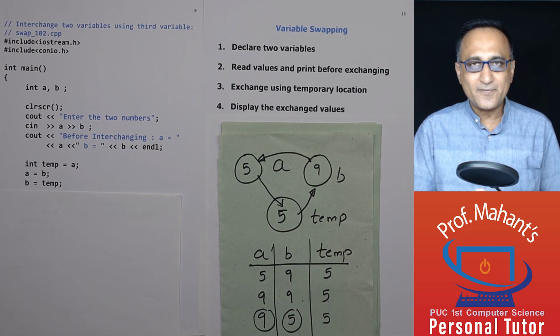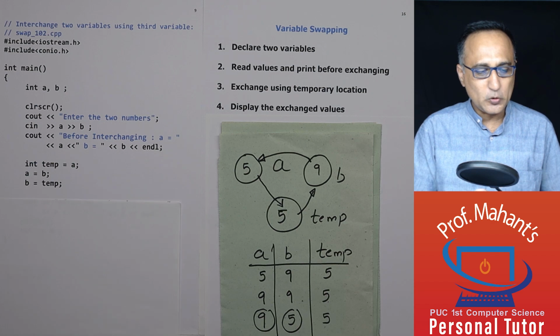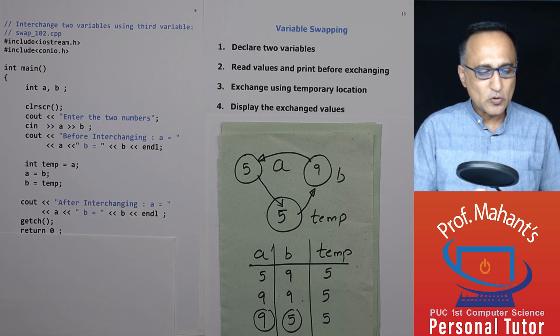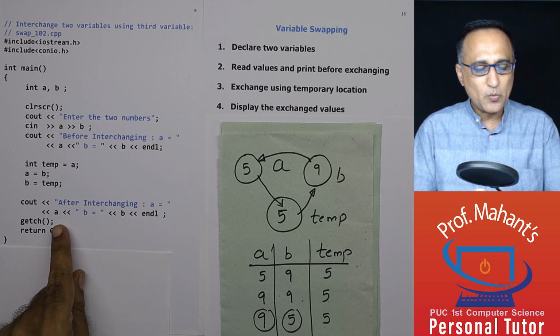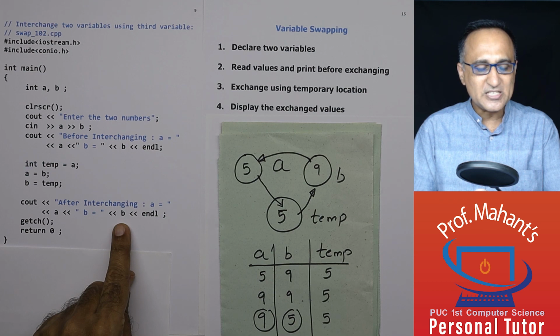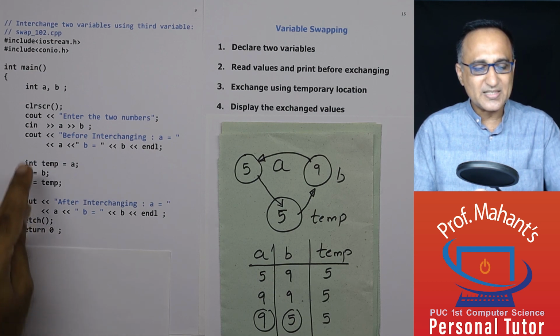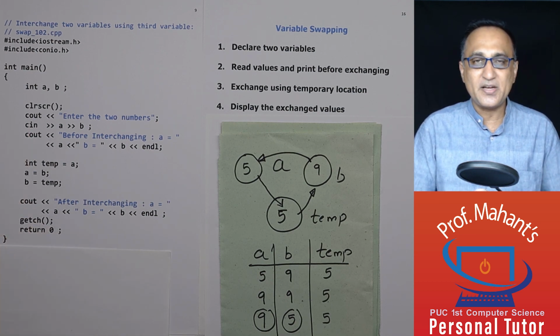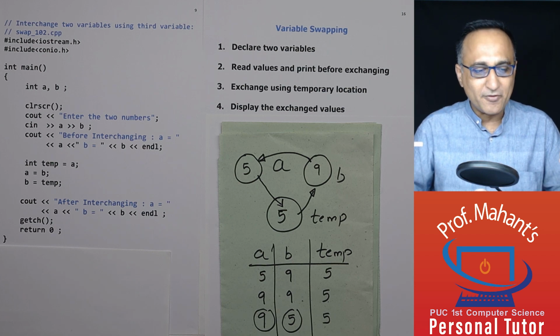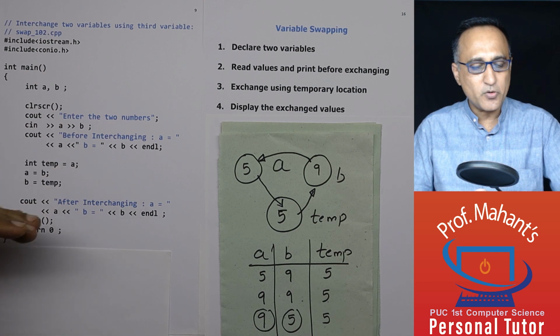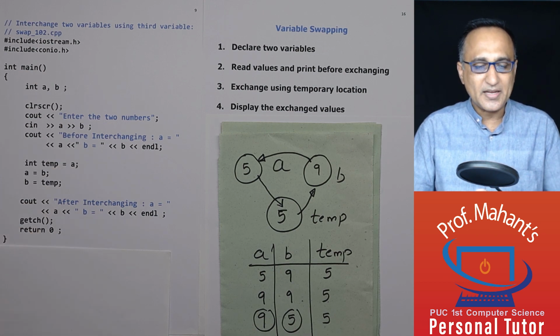But in order to confirm that our results are correct, we need to print the values. So after exchanging, when we go ahead and print, you are going to see the value of A print as 9. The value of B is going to print as 5. All these things like clear screen and getch have been explained, so we will not be repeating them in every video. All right, so this is the program for how you go about doing an exchange using a temporary variable.